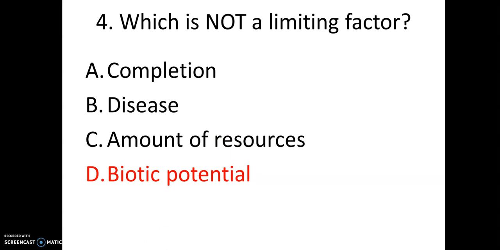Why, you say? Well, completion is not correct. Completion is supposed to say competition. Oh, competition, which is what A is supposed to say, is a limiting factor, competing with one another for resources. Disease, that is a limiting factor. It controls the amount of population. C, amount of resources, that is a limiting factor. If you don't have enough food, your population can't grow. Biotic potential is how much your population or how much a living thing could grow.